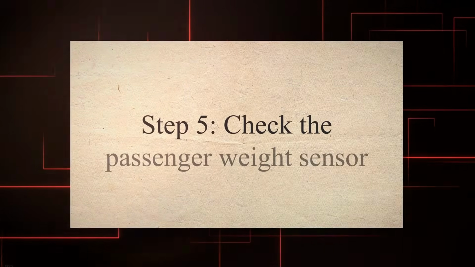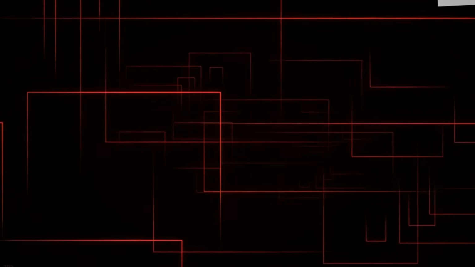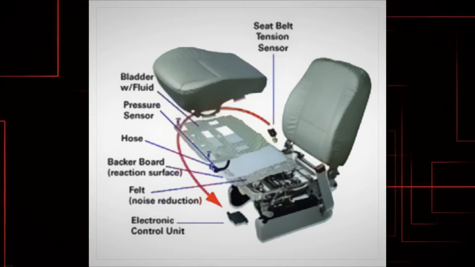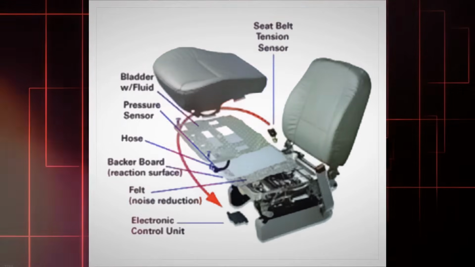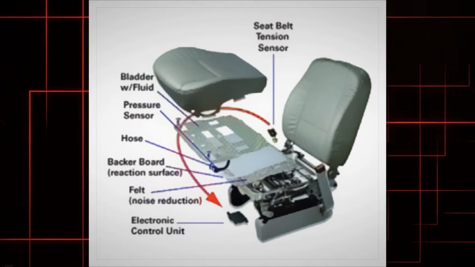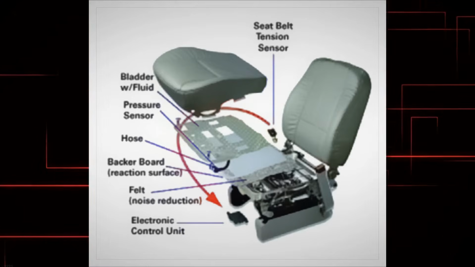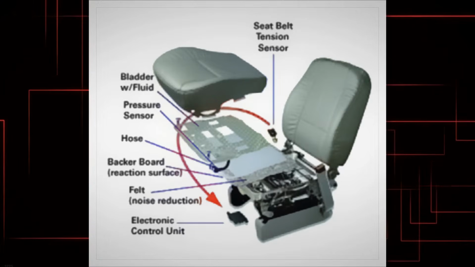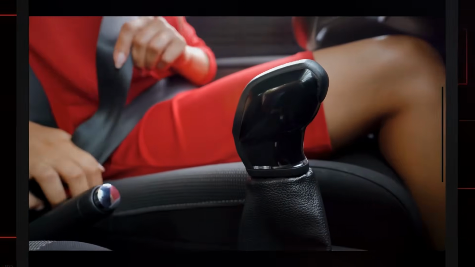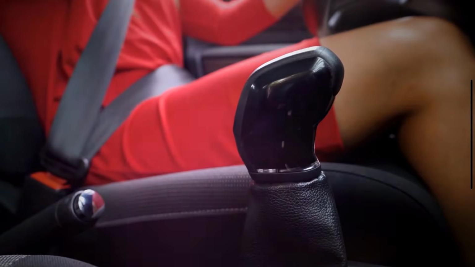Step 5. Check the passenger weight sensor. Most cars have a passenger weight sensor that is highly sensitive. The issue with these particular vehicles is that placing a heavy box or container on the passenger seat is all it takes to trigger the sensors. The airbag light, therefore, comes on. Either remove the object from the passenger seat or fasten the seatbelt to solve this problem.